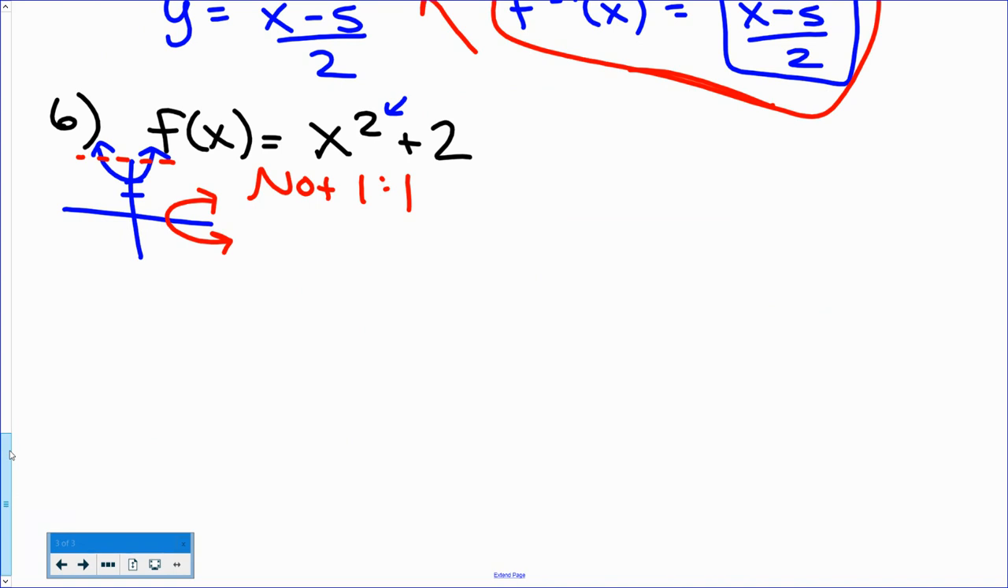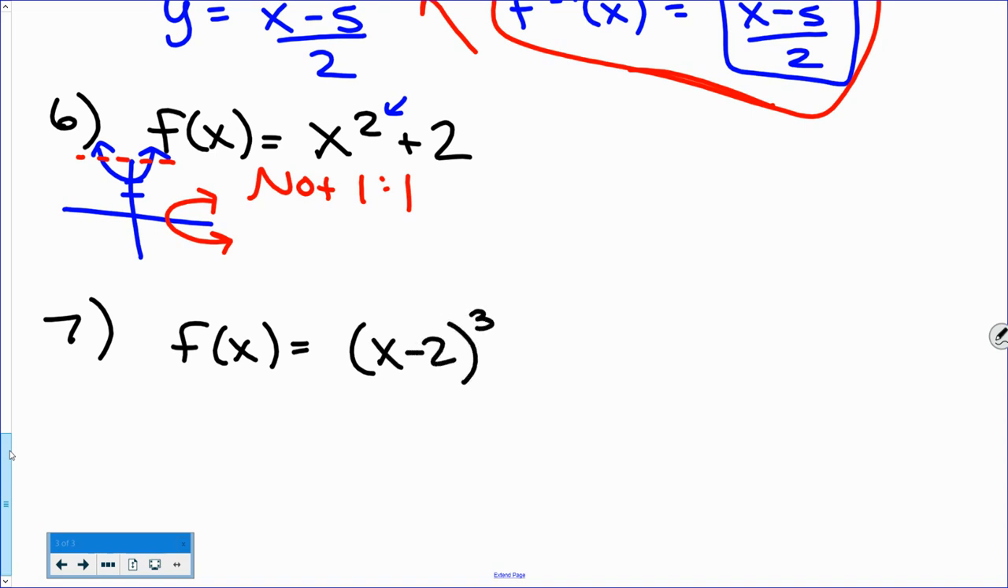All right, last problem for our notes today. Our 7th example here. So f of x equals, in parentheses, x minus 2 quantity cubed.